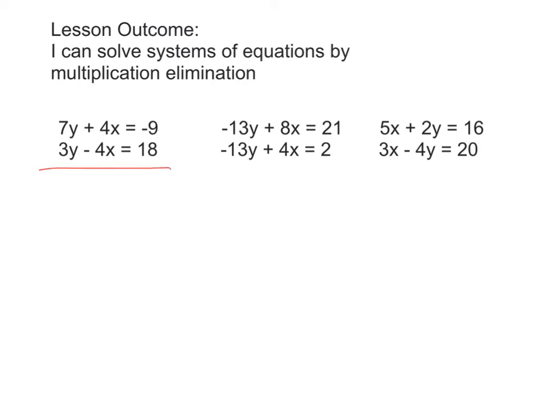Would we add or subtract these two equations in order to eliminate a variable? One thing I suggest is, if you can't notice right away which one to do, always think, could I add them to eliminate a variable? So we have 7y plus 3y, that would be 10y. And then we have positive 4x plus negative 4x, and those would indeed cancel. And then we have negative 9 plus 18, which would be 9, so we'd have 10y equals 9.